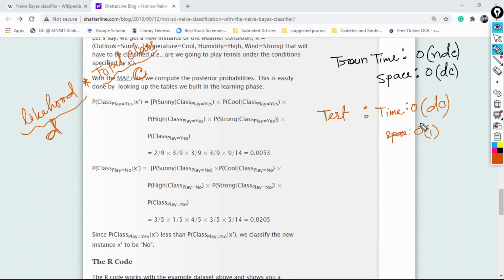I think it is not a hard task. If D is small, if the number of features of a dataset is small, and C is small, the class labels are also small, then we can easily build a low latency system. And we also need a very small space complexity.